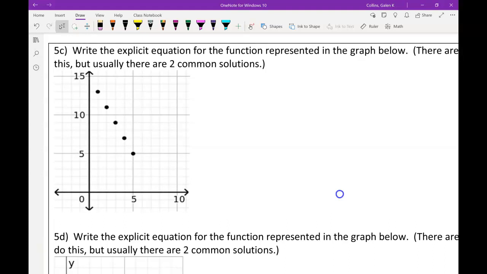In 5C, I could see that this is arithmetic. I could see those points are in a line. We call them collinear. That's a good geometry term for you.